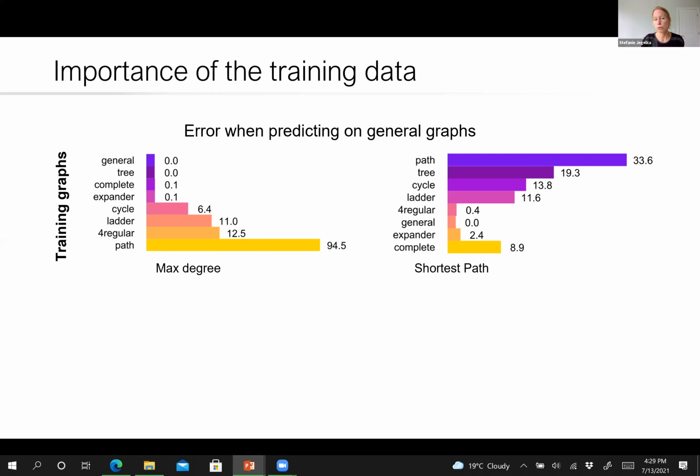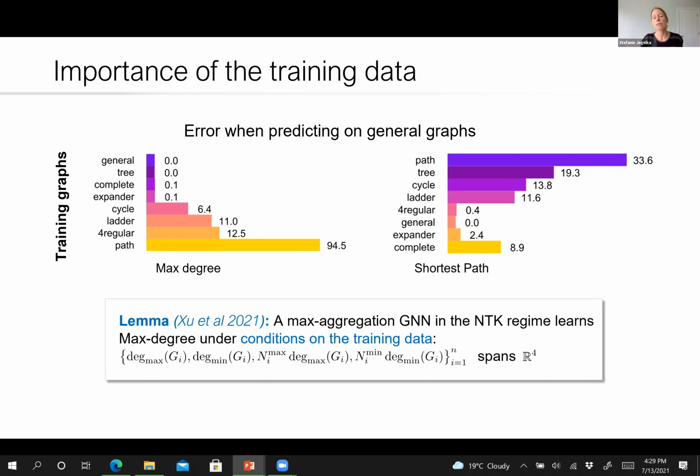And the last ingredient is that it depends on the distribution of the training data. I showed you this example with a linear function that has to be the same linear function in all directions. You see similar patterns when you train on graphs. So you need enough diversity in the input graphs to actually generalize to other types of graphs, so enough diversity in the degree distribution, etc. And you can formalize that in simple cases, as we see here for max degree.